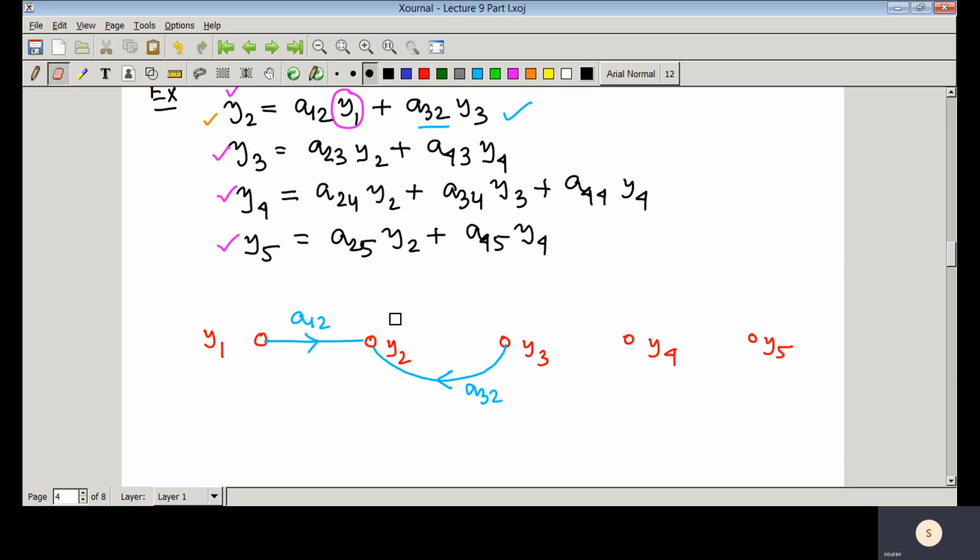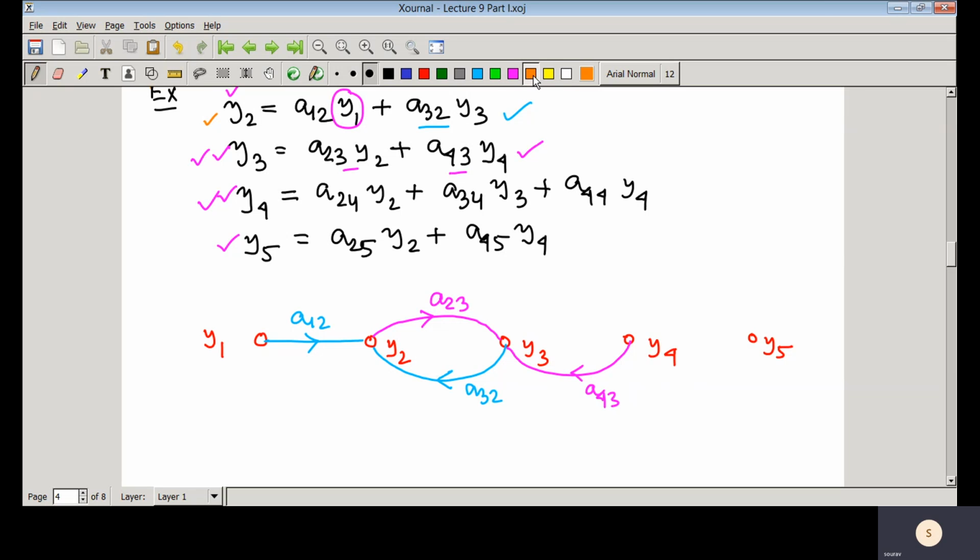So now let us see what is Y3. Y3 equal to A23 into Y2, so this term, and another one is A43 into Y4. So that is A43 into Y4. That means this equation is represented by this part of the signal flow graph. And then look at the third one.